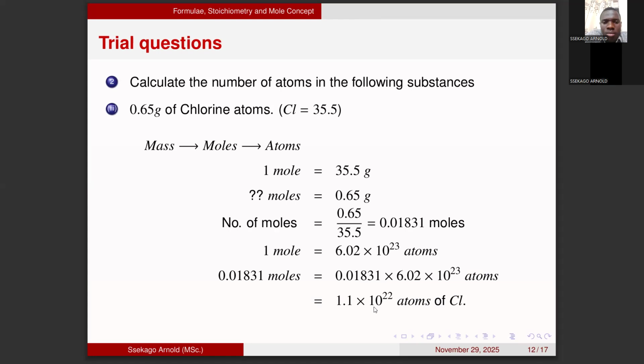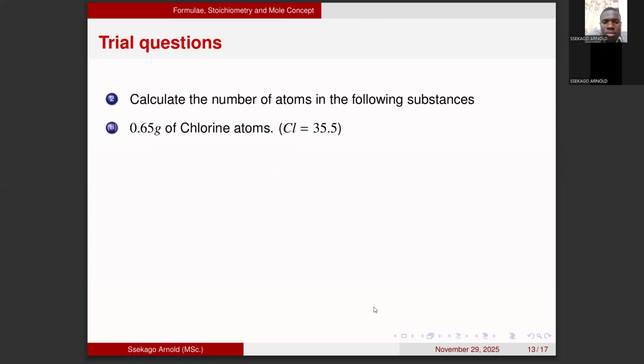That is approach 1. However, we also have the second approach, which is a bit technical. Let us also go through it. In the second approach, we want to determine the number of atoms given 0.65 grams of chlorine atoms. In simple terms, we are moving from mass to atoms. So we want atoms.